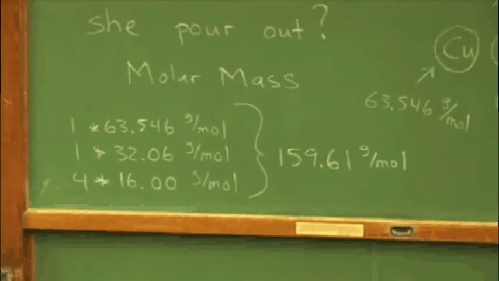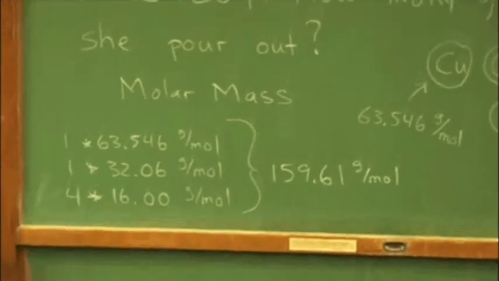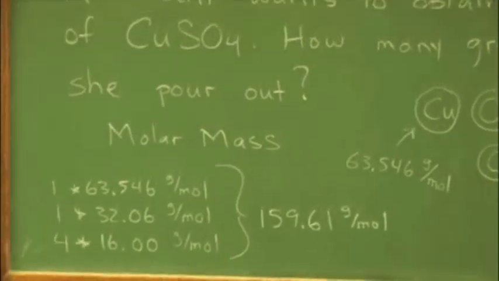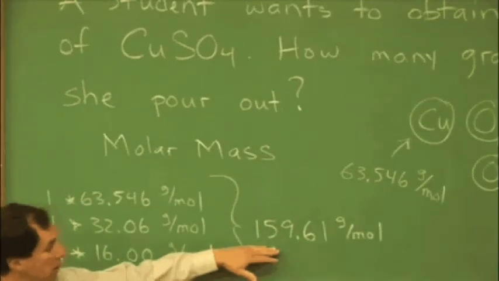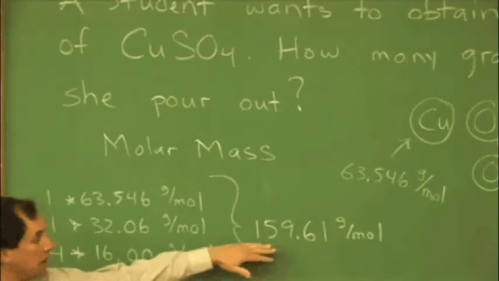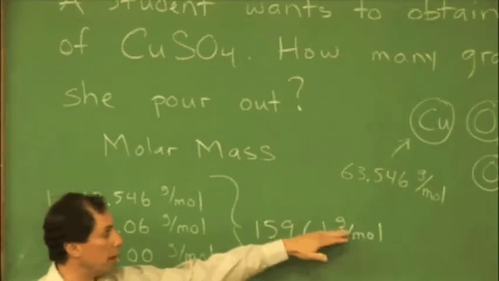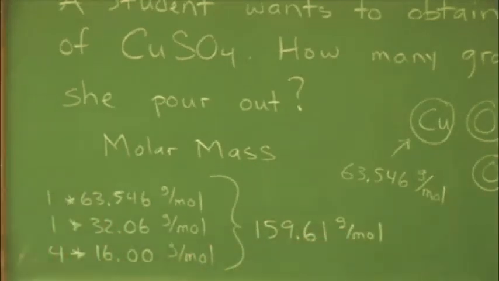So the answer to this question, student wants to obtain 1 mole of copper sulfate. How many grams should she weigh out? She should weigh out 159.61 grams, because this is the molar mass telling us 159.61 grams is 1 mole of material. Let's do a follow-up question to this.